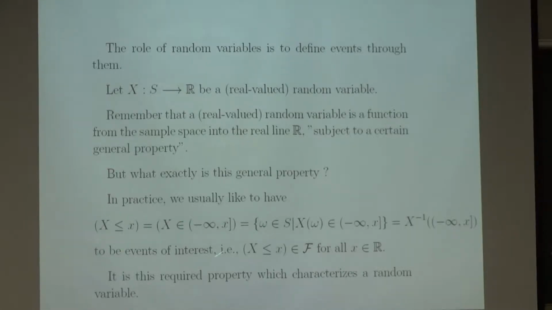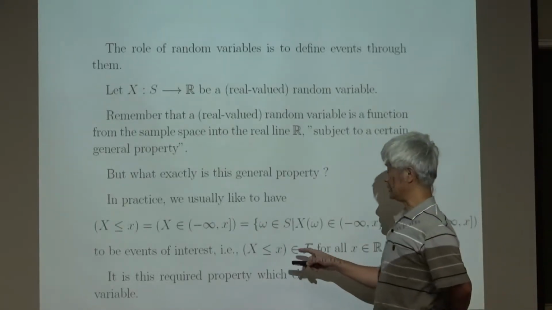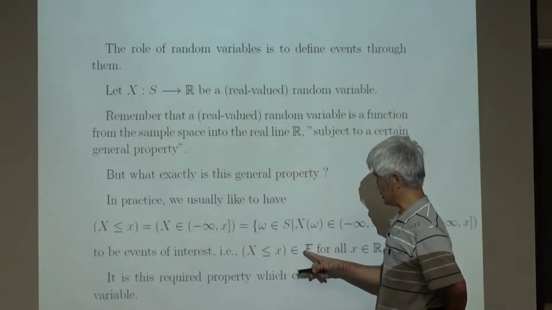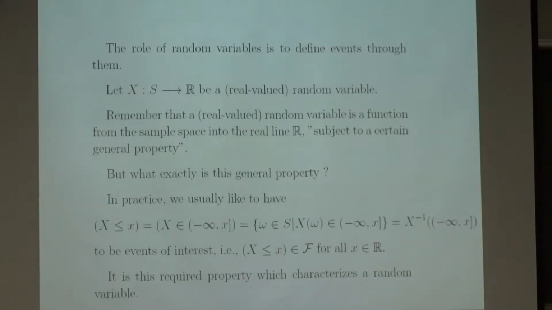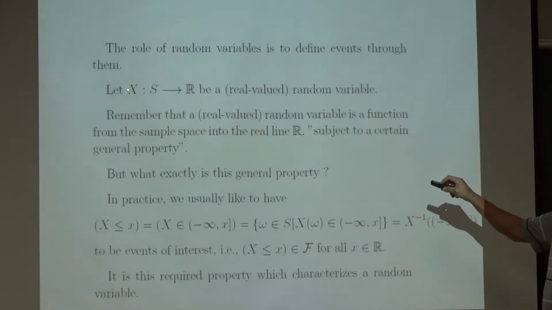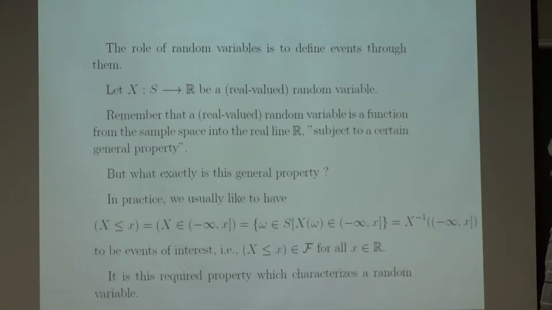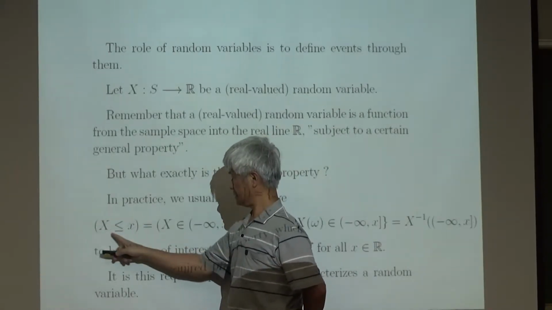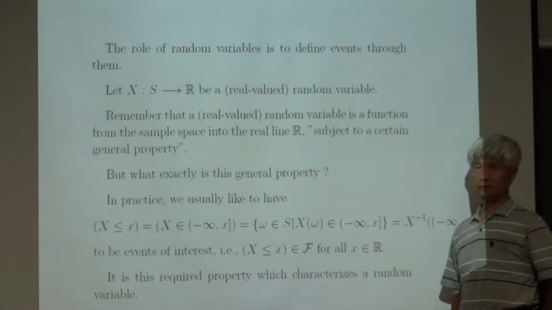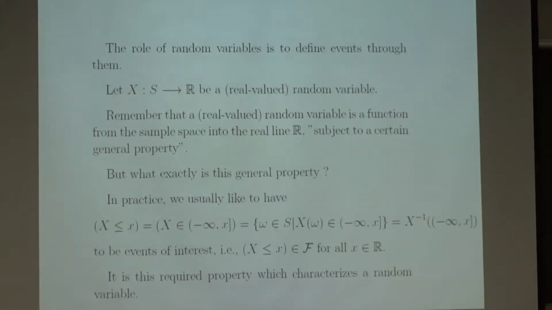So this is the so-called general property that we require: this subset is an event of interest. We must ask that this event is actually in the sigma algebra. Any questions? If you find a mapping from some space to the set of real numbers such that for some x this subset is not in F, then X is not a random variable.